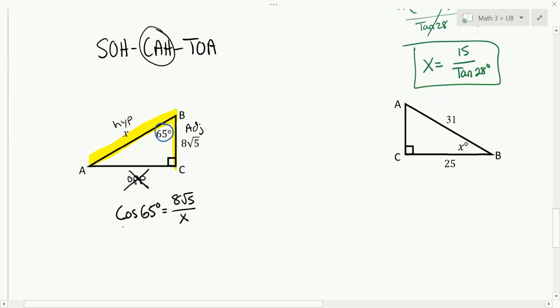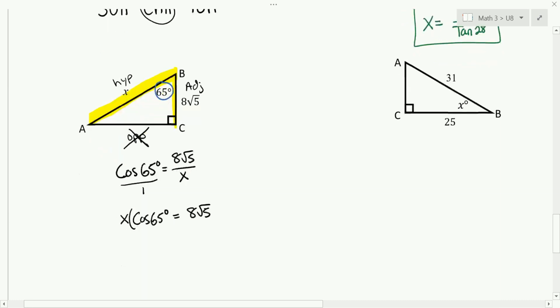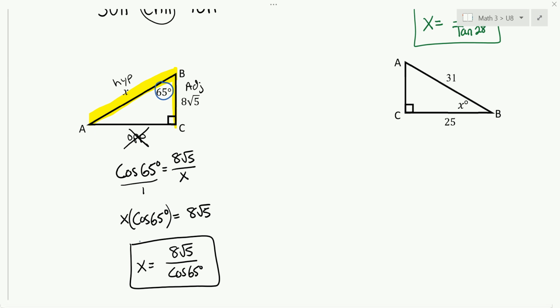And then I need to solve for x. So what I'm going to do is put this over 1, and cross multiply. So x times the cosine of 65 degrees is 1 times 8 root 5. And then what's next? Divide both sides by the cosine, and you end up with x is 8 root 5 over cosine of 65 degrees. Now, if that 8 root 5 was on the bottom of that fraction, then we'd have to deal with that square root of 5. Remember, you can't have a square root in the denominator. But if you have a square root in the numerator, that's fine. Just leave it. That's the answer.